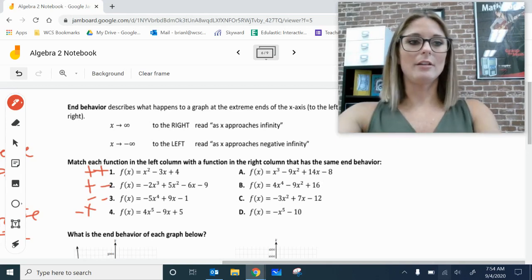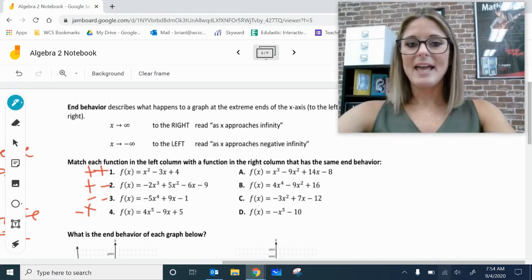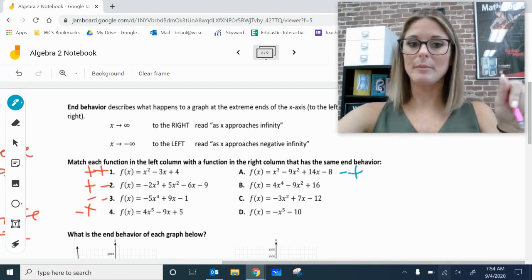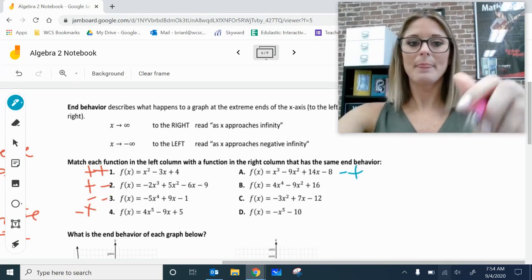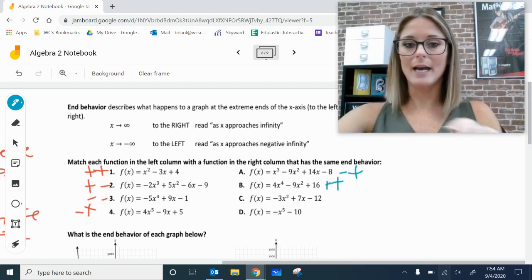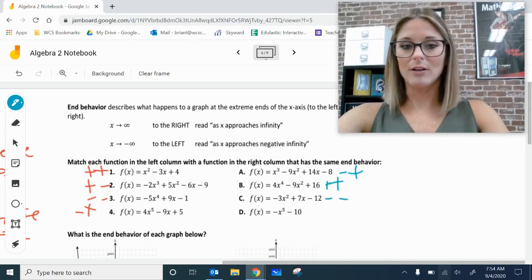All right, so let's look at our other column. Switch colors just to be fancy. A, it's positive in front, but odd. So it should be going up, left to right. The left side would be pointing down. The right side would be pointing up. B is positive and even. Everybody's pointing up to the sky. C is negative even. Both are pointing down. And D is negative odd. So it should be going down from left to right. It should be up on the left, down on the right.